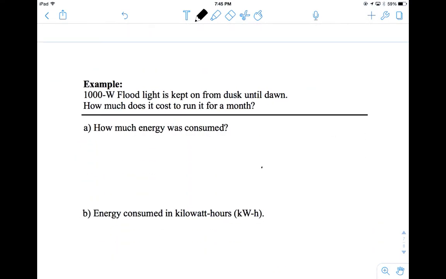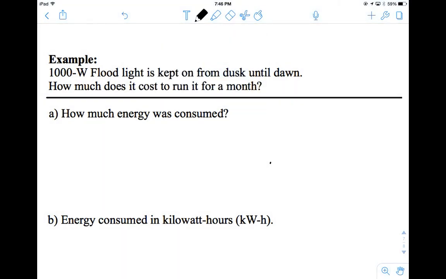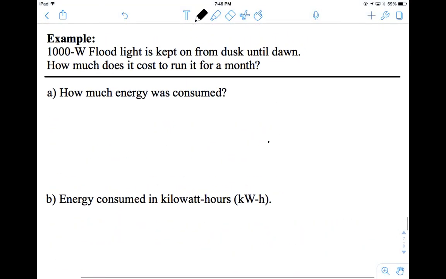So let's go through an example of how we can do these calculations and what this means. Let's look at a floodlight. A 1,000-watt floodlight is a really, really bright floodlight. Usually we talk about 60 or 90-watt light bulbs. So what we want to do is figure out, if the power of my light bulb is 1,000 watts and I keep it on from dusk till dawn, what that costs.